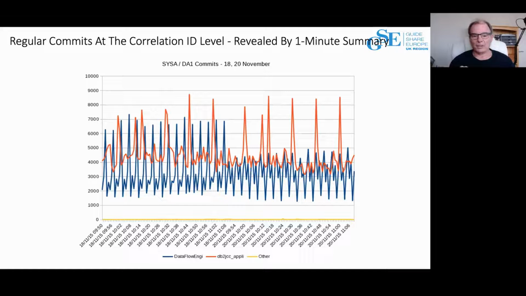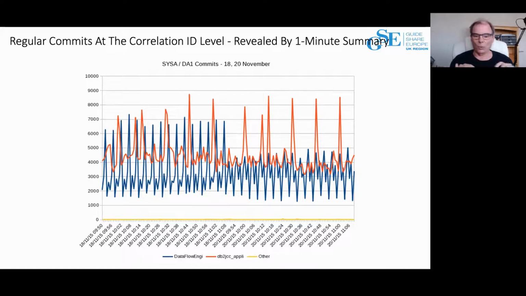Data flow engine seems to be, in commit terms, peaking. I think it may be every 2 minutes, maybe every 3 minutes, maybe every 5. I don't know. Nice regular pattern, and then suddenly its rate drops. Meanwhile, on a different cadence, you have DB2JCC apply, which is short for DB2JCC application, which is JDBC work. And so there's a JDBC application or several that is pinging, I think, let's say every 10 minutes, a different cadence altogether.